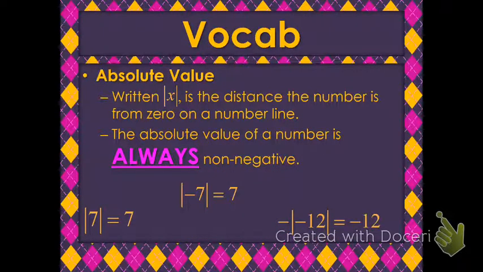Now, sometimes you can have an absolute value problem and end up with a negative in your answer. Something like this would be where you'd have the absolute value of negative 12, which equals positive 12, but then you have this extra negative sign in front. That's where you could end up with a negative answer, because that extra negative is in front of the absolute value bar.